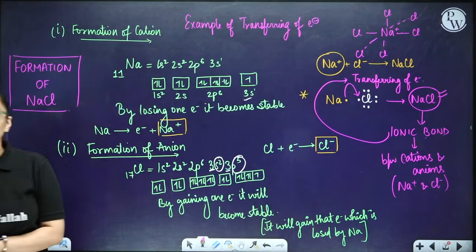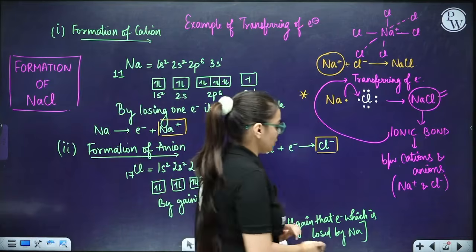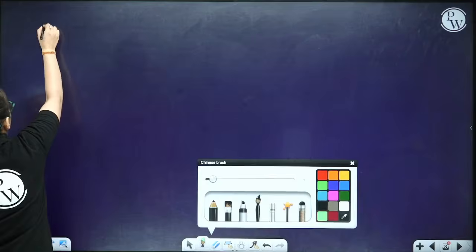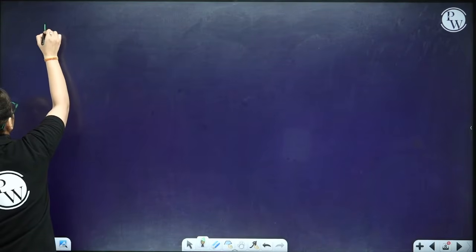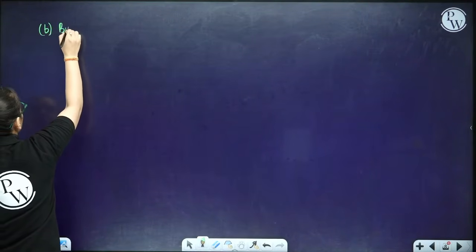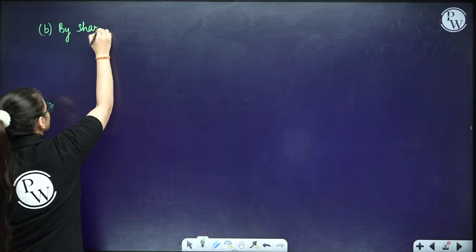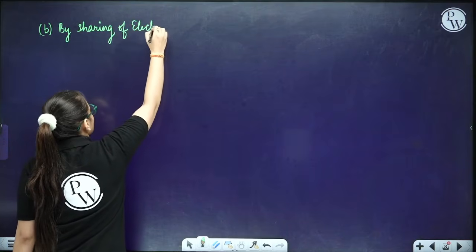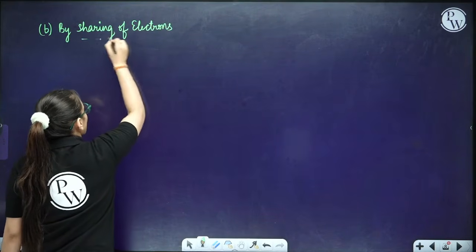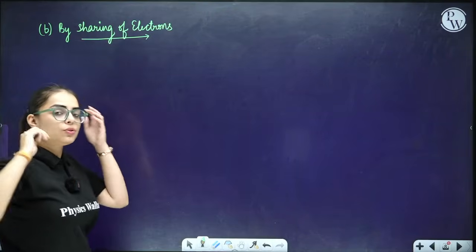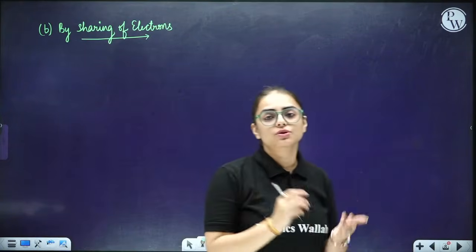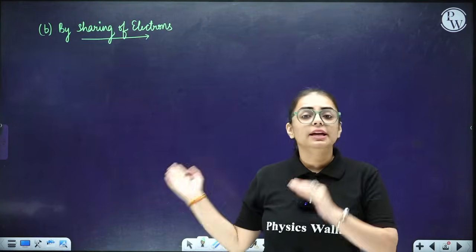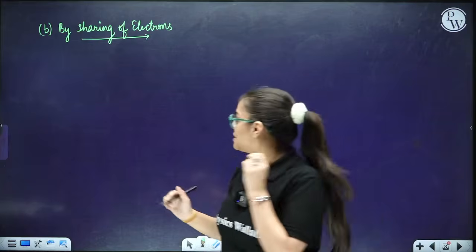This was the transferring of electrons. Now comes the sharing of electrons. Now see, elements not only transfer electrons, they can also share electrons in order to become stable. They became stable because their electronic configuration was fulfilled. They can also become stable by sharing of electrons. Let us take an example.